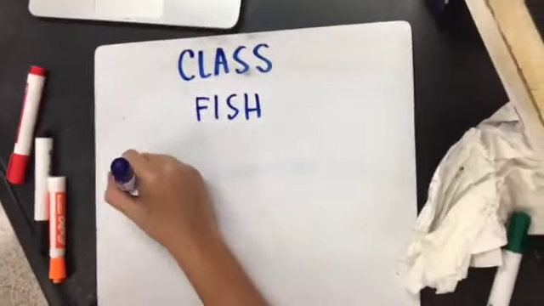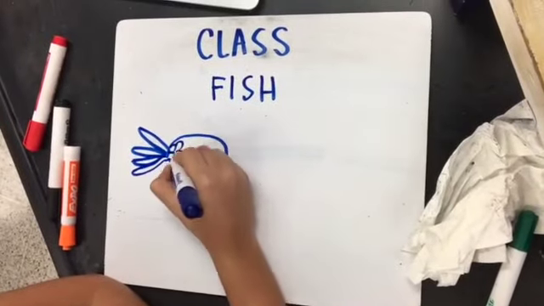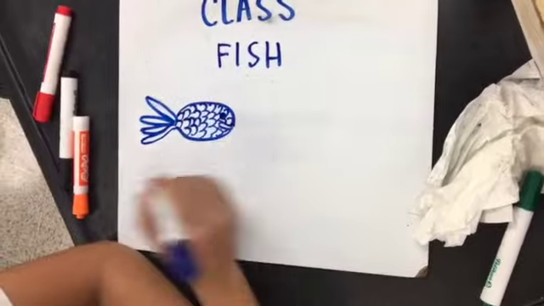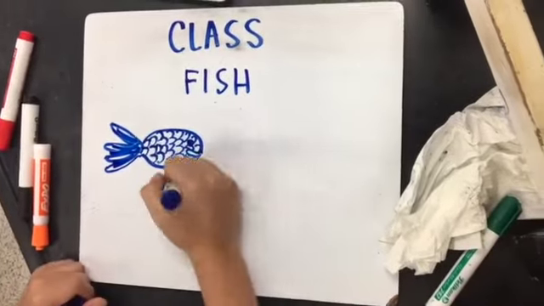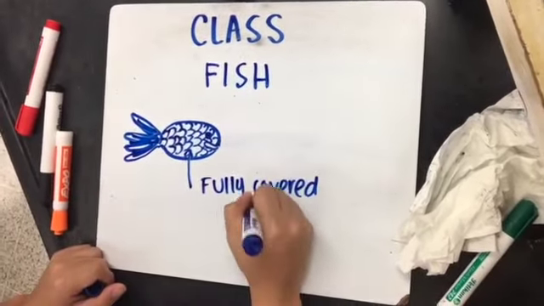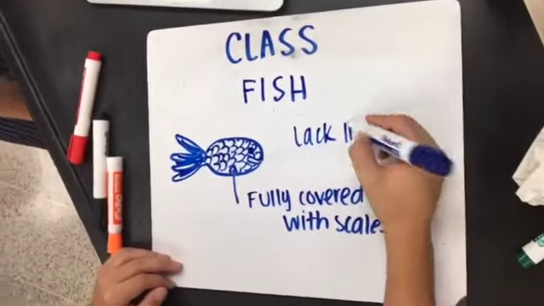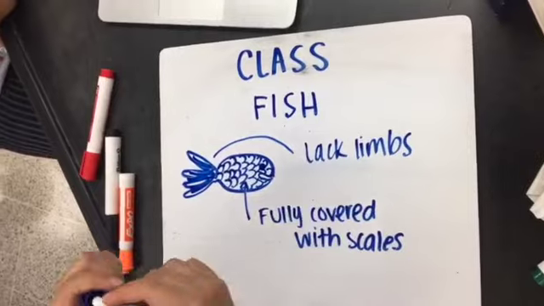Class: Fish. A fish is an animal that has its full body covered with scales. They are ectothermic. They have a swim bladder which helps them float. Sharks and rays don't rely on these features. Also, fish lack limbs and digits.